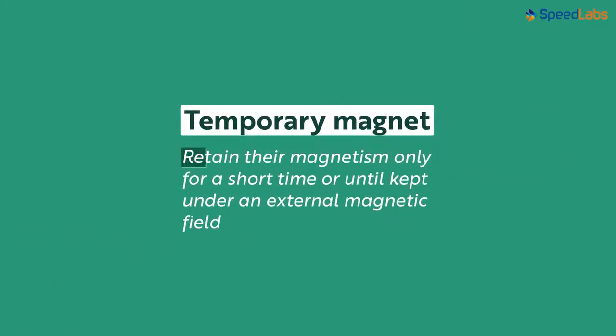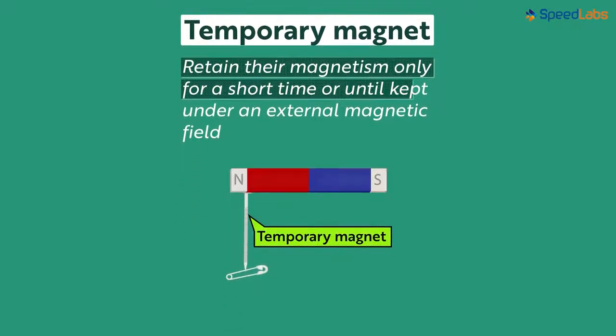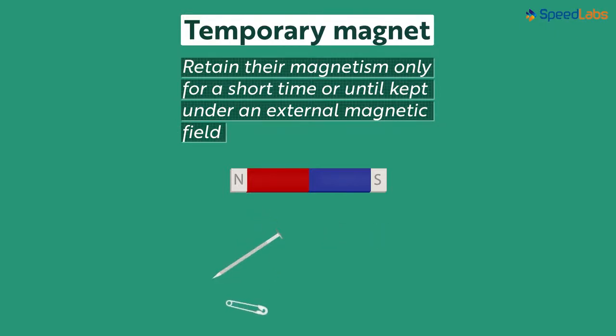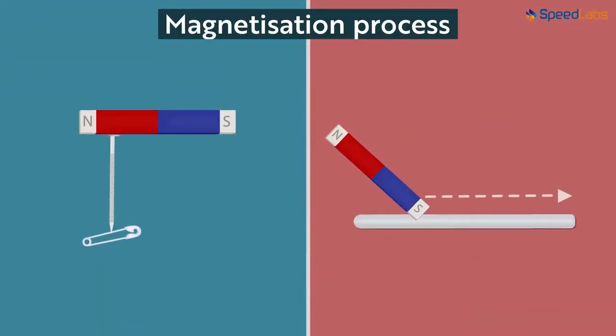These are magnets that retain their magnetism only for a short amount of time, or only until they are kept under an external magnetic field. When removed from the external magnetic field, they lose their magnetism. We have seen the two easy processes used to make temporary magnets. We used objects made up of ferromagnetic material such as an iron nail and an iron bar.